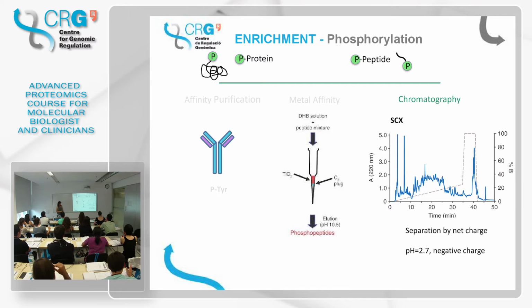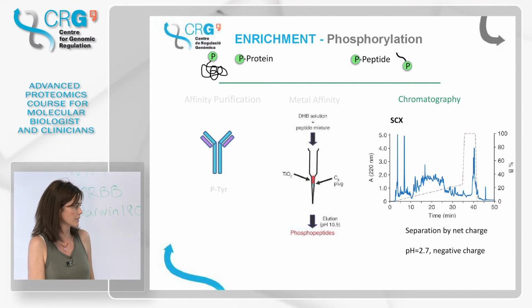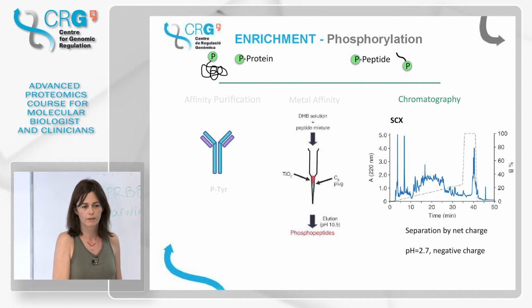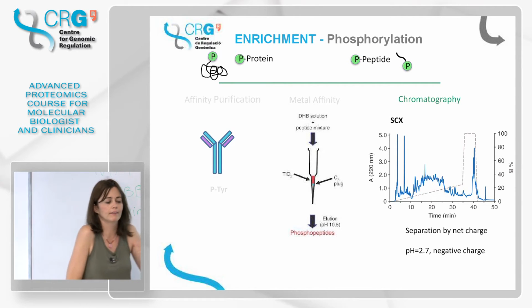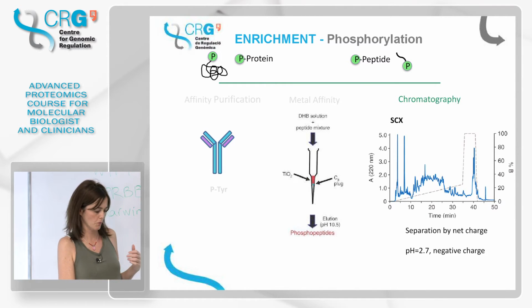So the other way of enriching is by strong cation exchange. I don't know if you have heard about this way of separation yesterday in the chromatography, but basically it separates based on charge. So in this case, the phosphopeptides will elute at the very beginning of the gradient, and it is a kind of indirect way of enriching a little bit for our phosphopeptides.